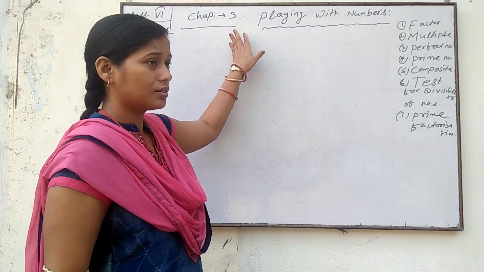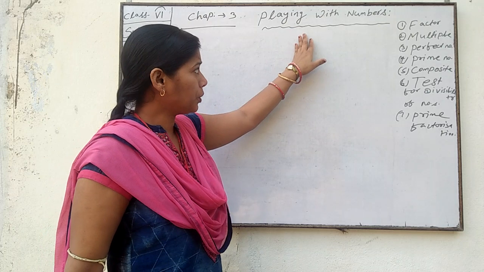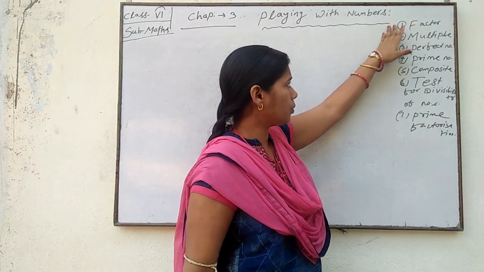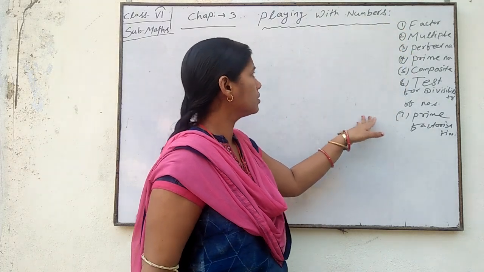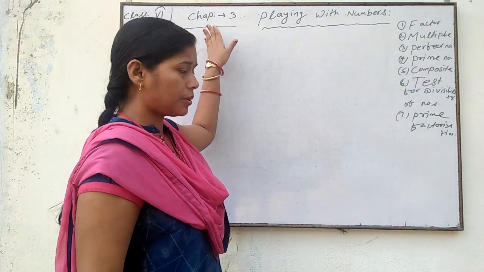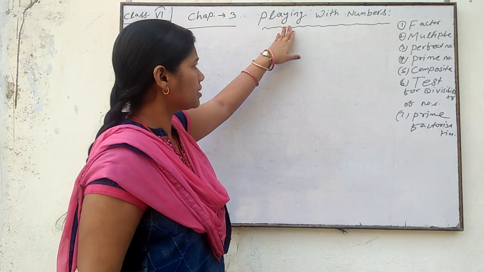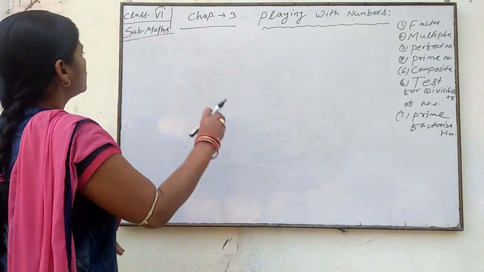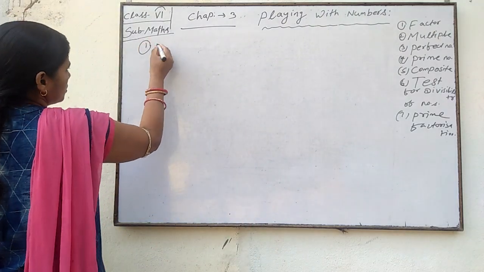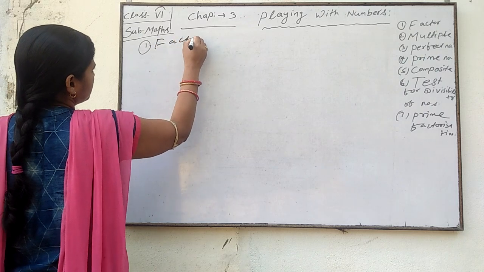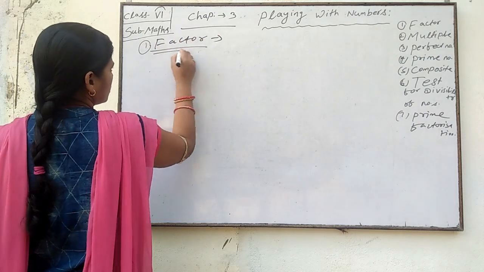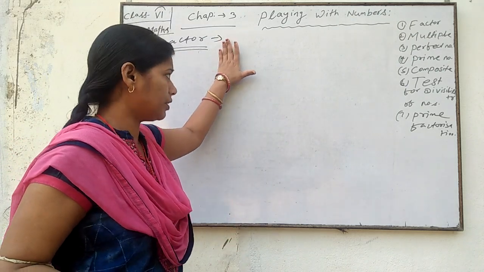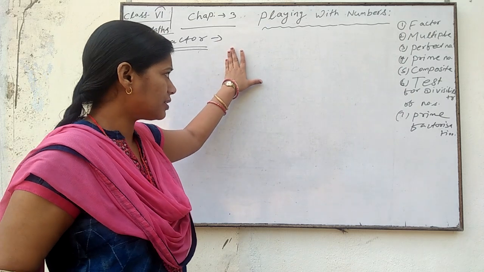Now I am going to teach you chapter 3, playing with numbers. We will discuss one by one all the points related to chapter 3. Your topic is playing with numbers. The first point is factor. So what is a factor? Now we will discuss.